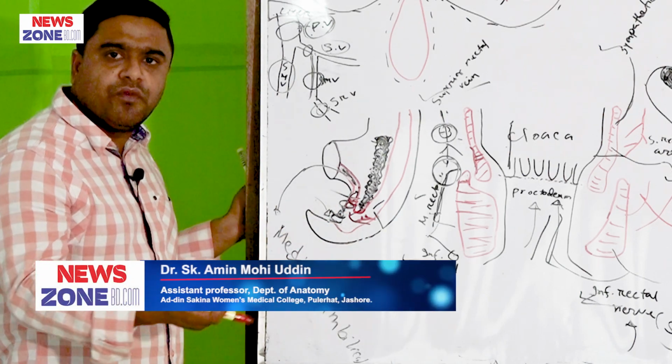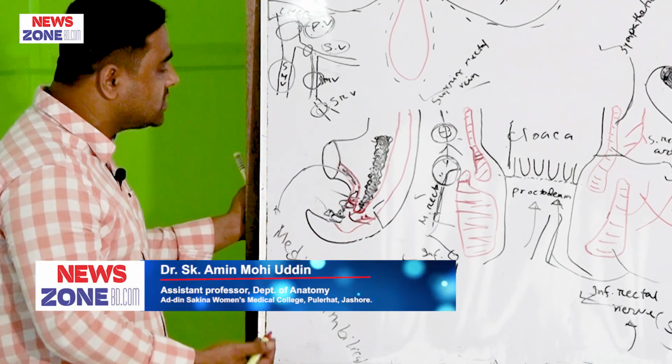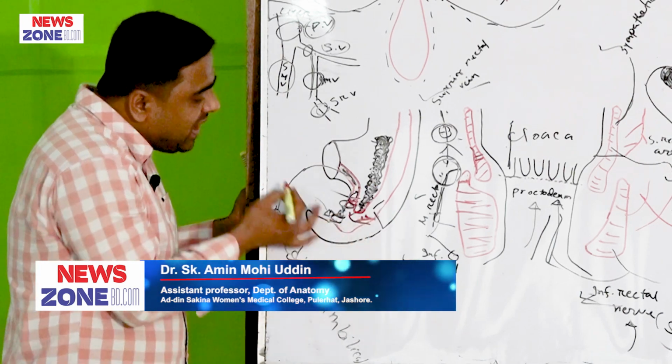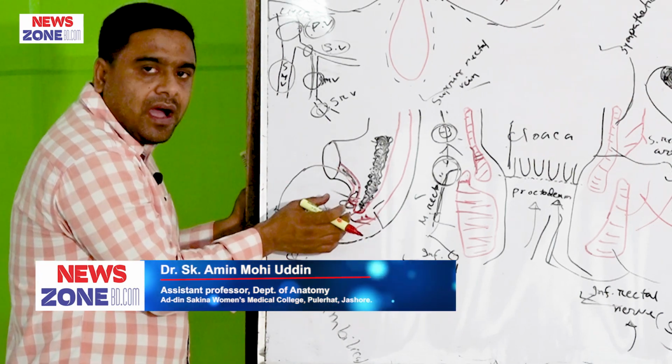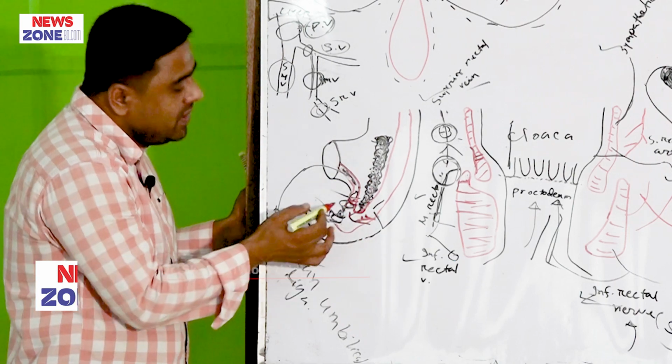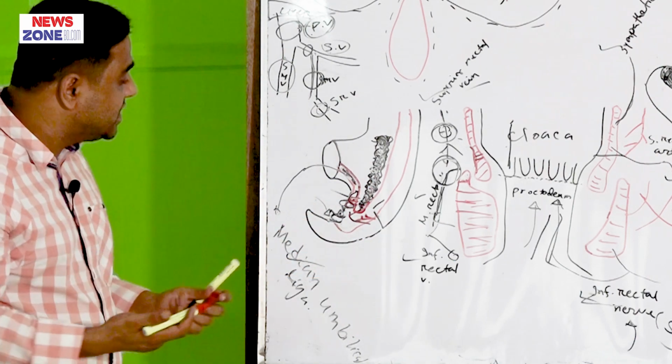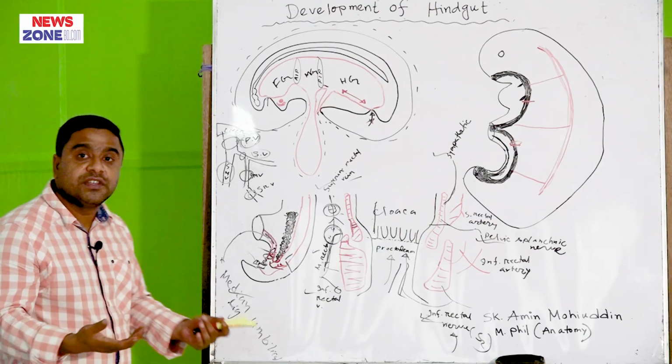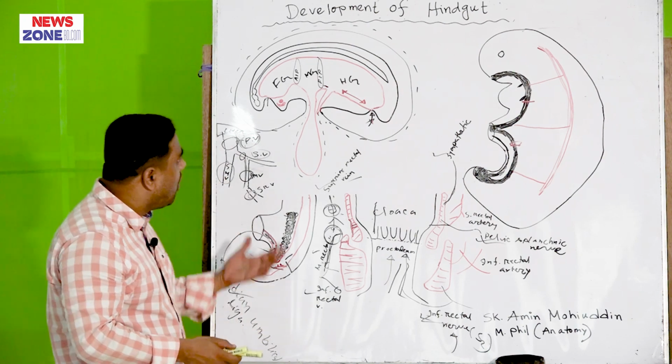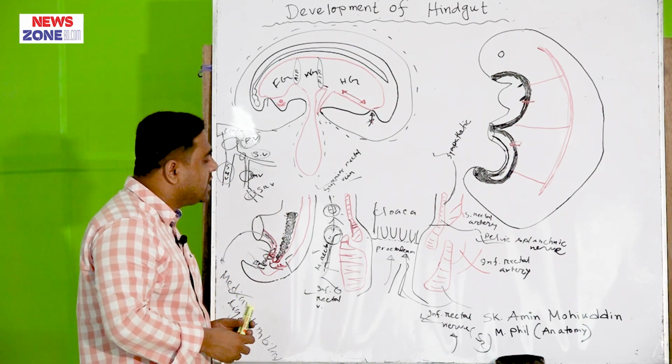So, the rectovesical and rectovaginal fistulas occur due to the incomplete separation of the cloaca by the urorectal septum. So, that is all about the development of the hindgut.